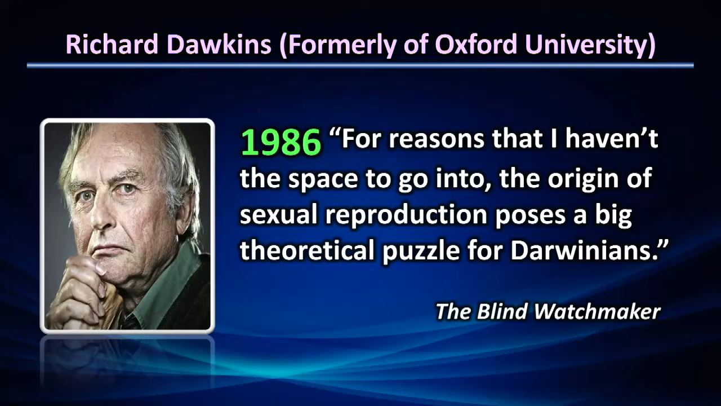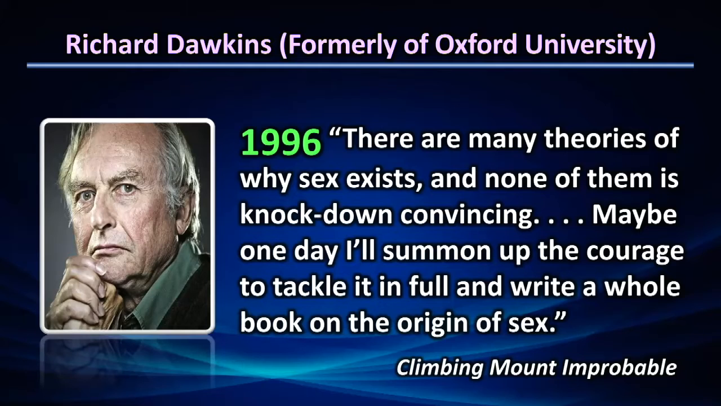We have Richard Dawkins. I've talked about him quite a bit in previous shows. He's arguably the world's most famous atheist, very outspoken evolutionist. Way back in 1986, in his book, The Blind Watchmaker, he said, "For reasons that I haven't the space to go into, the origin of sexual reproduction poses a big theoretical puzzle for Darwinians." So he's admitting a long time ago this is a huge problem. Then fast forward 10 years later, in his book, Climbing Mount Improbable, he said, "There are many theories of why sex exists, and none of them is knocked down convincing."